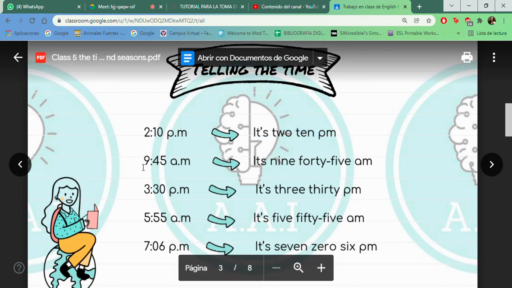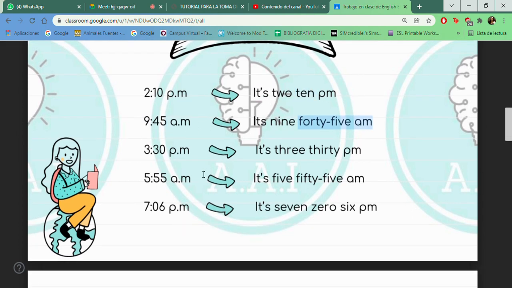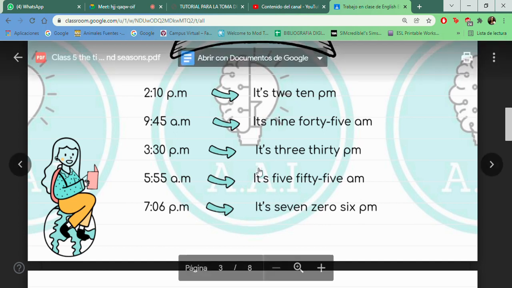It's 2:10 p.m. It's 9:45. It's 3:30 p.m. It's 5:55. Or if it's lower than 10, si es más bajo que 10, would be 06, okay? In British English would be 06, right? Great. Very easy, but muy fácil, right? So you have the number here and then the minutes, and that's it. You read it.